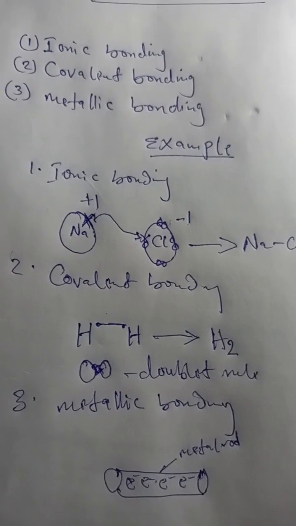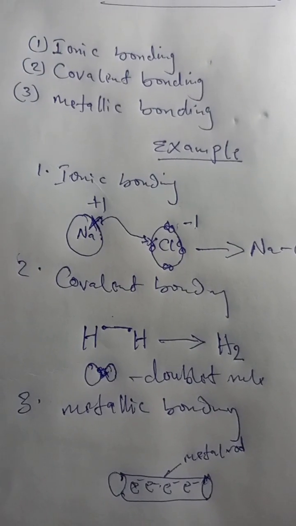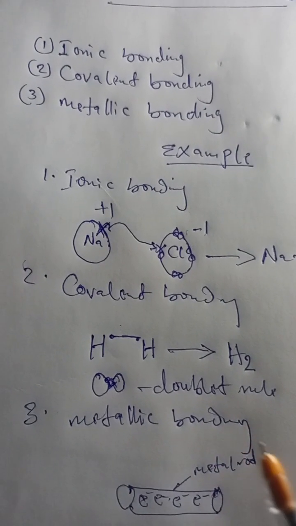All right. So these are the three major types of chemical bonding: the ionic bonding, the covalent bonding, and the metallic bonding.